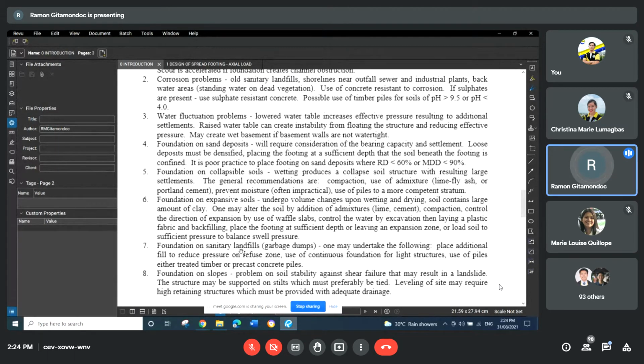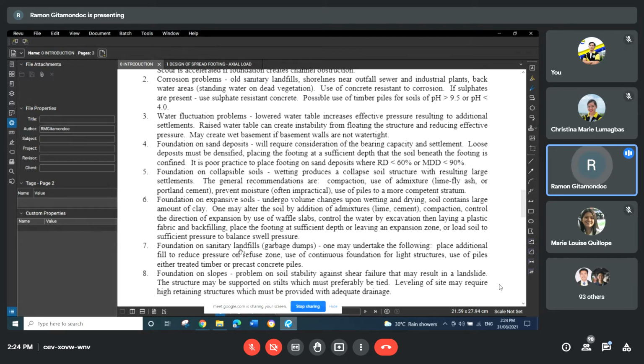Then foundation of sanitary landfills or garbage dumps. So one may undertake the following. So place additional fill to reduce pressure on the refuse zone. That is the zone containing the garbage dumps, no?